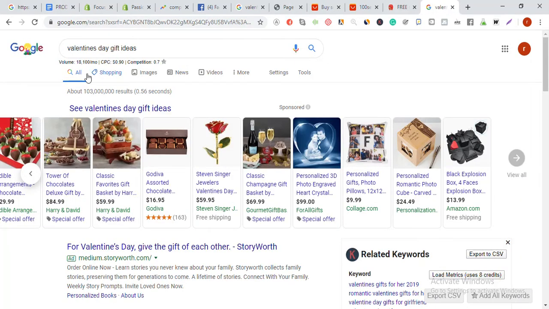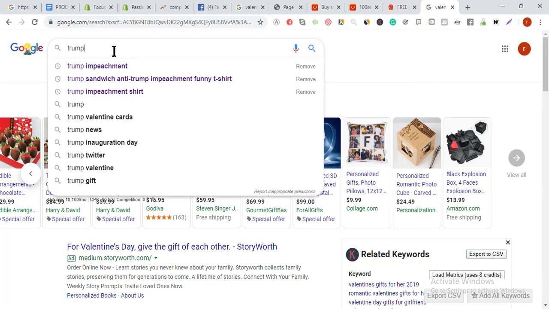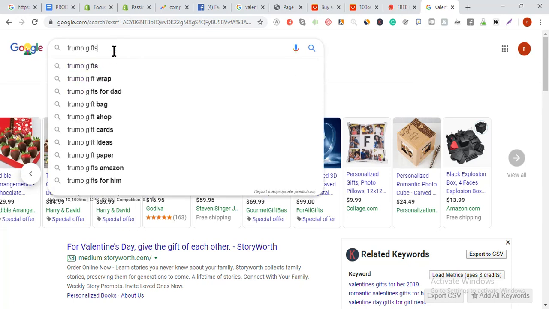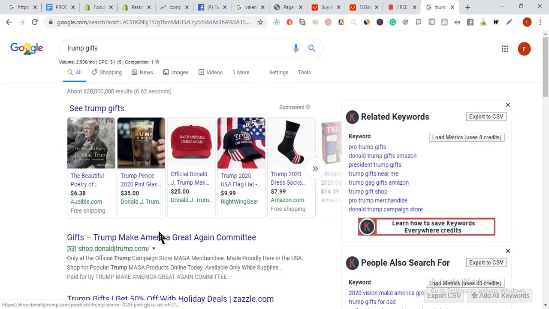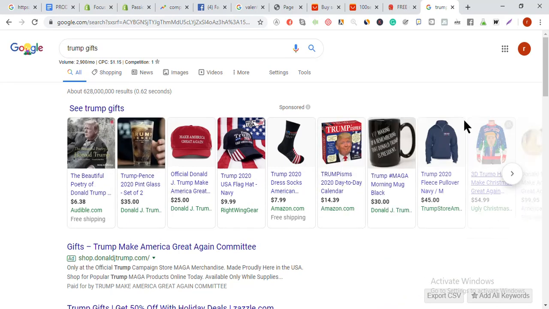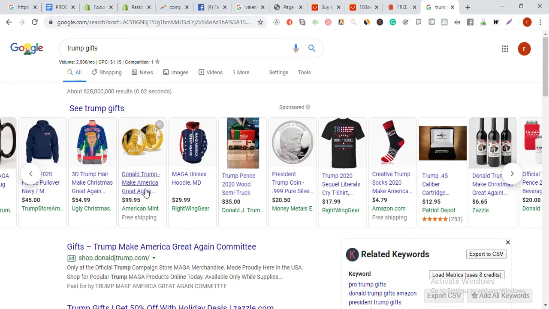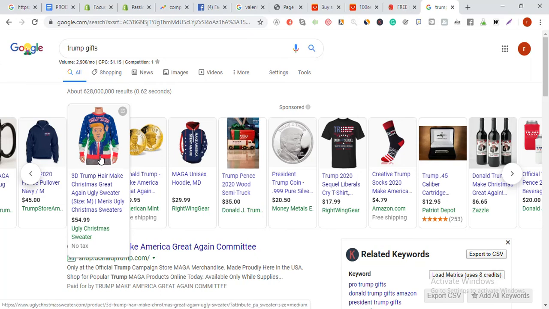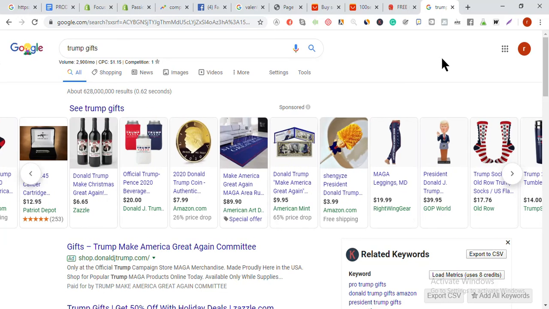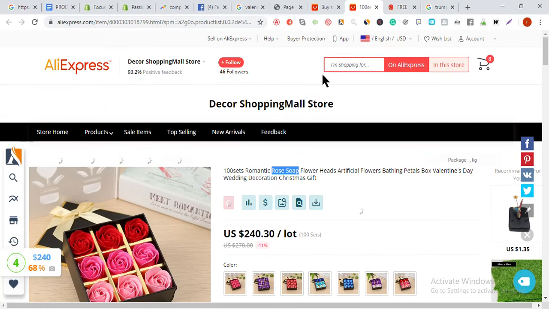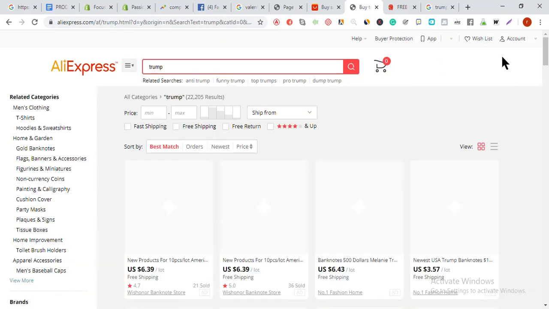Or maybe what you can do is Trump gifts. So you have this already, right? This is a book, I think. The glass. Maybe you can find another new item to sell. I think this one will be good for Christmas actually, if you still don't have it, but then it's too late. So you can opt for Valentine's Day gift ideas, Valentine's Day Trump, those kinds of things. You can also go here, check on AliExpress, and just look for something new.